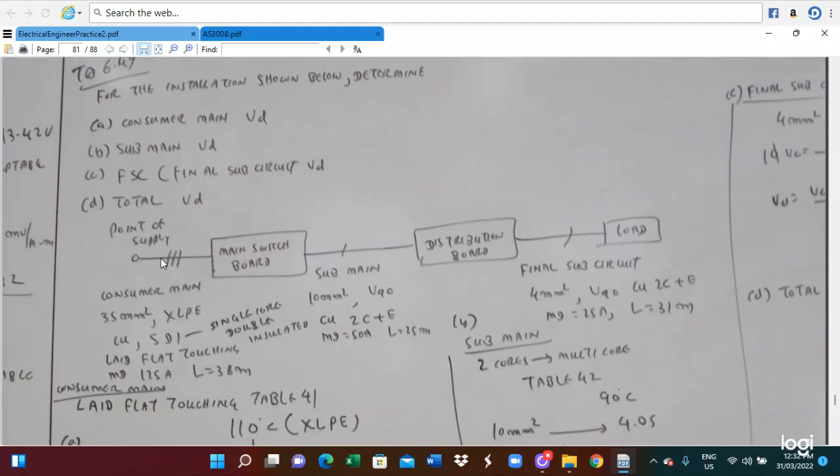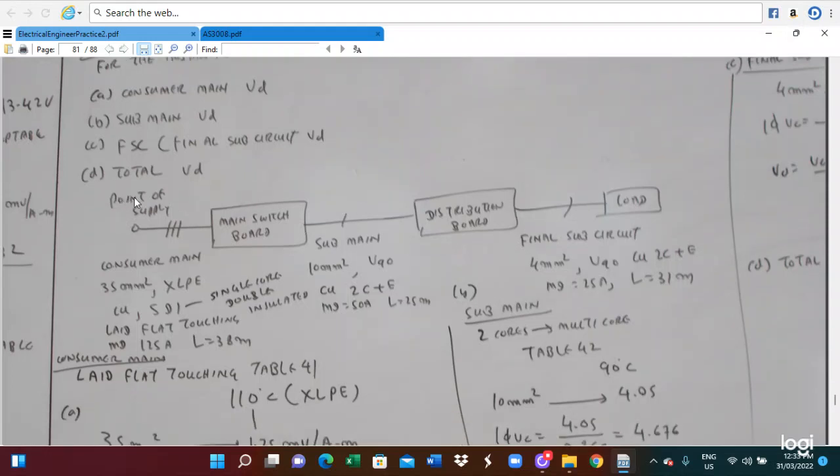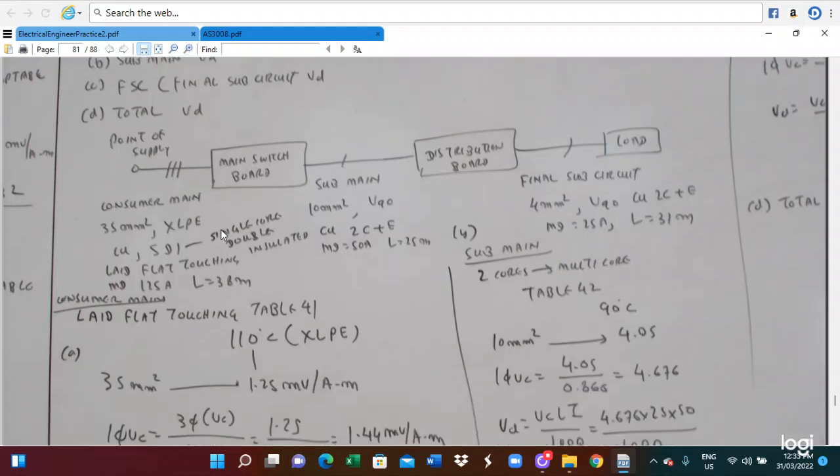Here you can see the point of supply, and there is a three-phase wire connected to the main switchboard, and a single-phase wire connected between the main switch and the distribution board. This is the sub-main. From the distribution board to the load, this is the final circuit. All the sub-main and final circuits are single phase, and point of supply to main switchboard is the consumer mains, a three-phase supply.